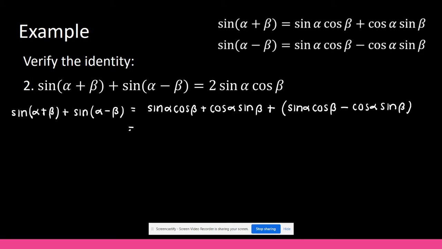All right, notice that we can start combining like terms. I see sine of alpha cosine of beta, not once, but twice. Both of them are positive, so that means I have 2 sine of alpha cosine of beta. Notice that I have cosine of alpha sine of beta, and then over here, cosine of alpha sine of beta, but that one's negative. Well, a positive and a negative, those cancel out. Notice that what I have is what I was asking for. I have the right-hand side, so I'm done.